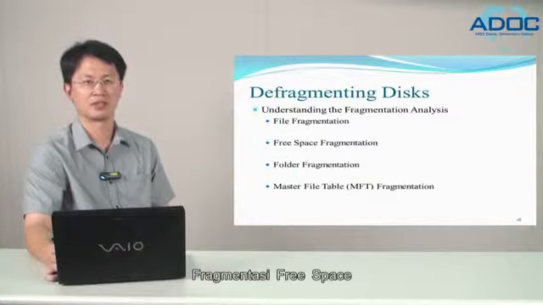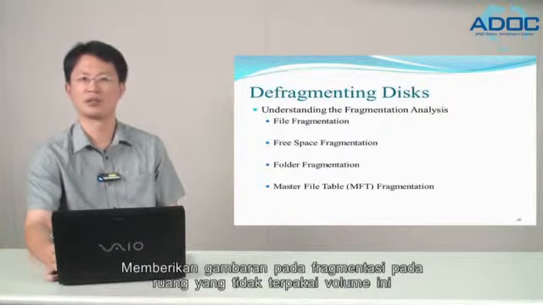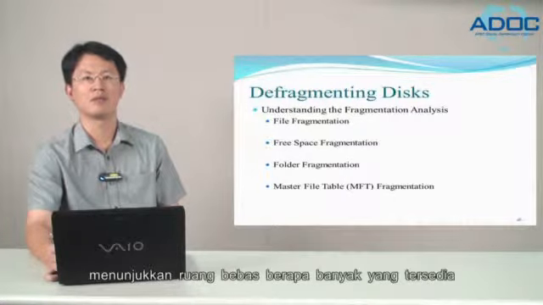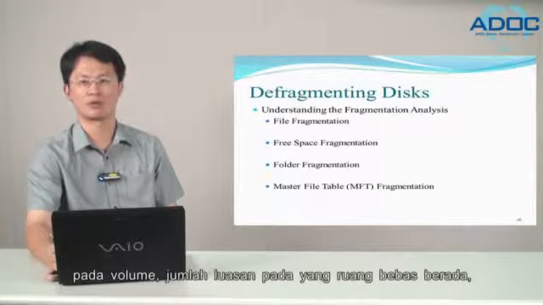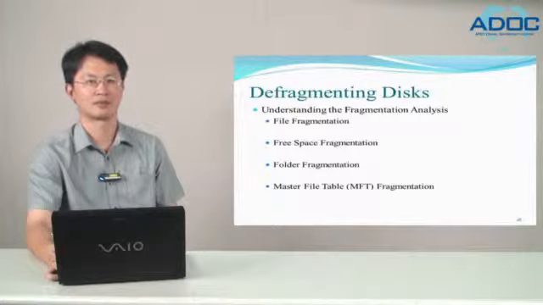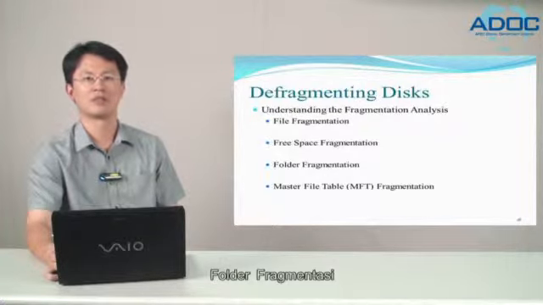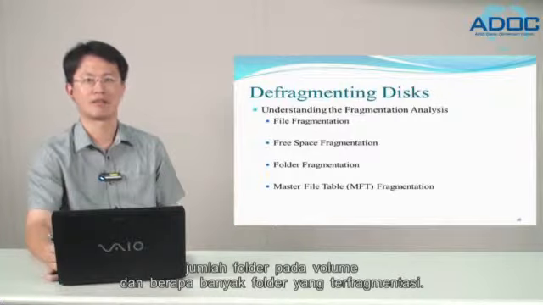Free space fragmentation gives an overview of fragmentation on the volume's unused space, showing how much free space is available on the volume, the number of extents on which free space is located, the average free space per extent, and the largest free space extent. And folder fragmentation gives an overview of folder-level fragmentation, showing the total number of folders on the volume and how many folders are fragmented.